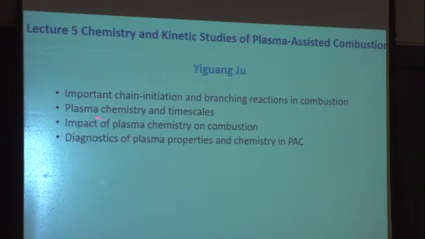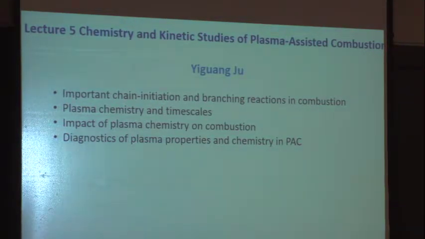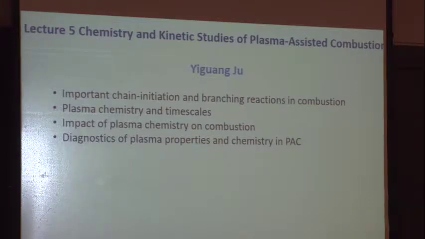So, the important chain initiation and branching reactions in combustion. I think anybody who does combustion needs to understand what the important chain branching reactions are, right? Only if you understand that do you understand how to control the flame, because the reactivity, flame speed, and heat release rate are governed by a few sets of chain branching reactions. And these reaction rates are so important in governing the combustion process. Many people spend decades to measure one of the reaction rates to an uncertainty of 10% or 20%.